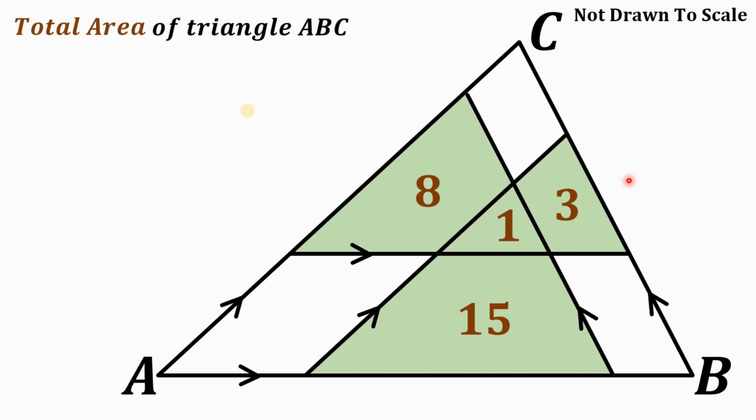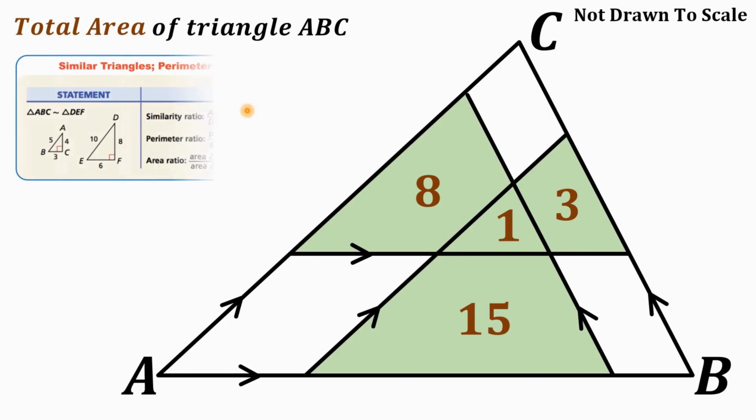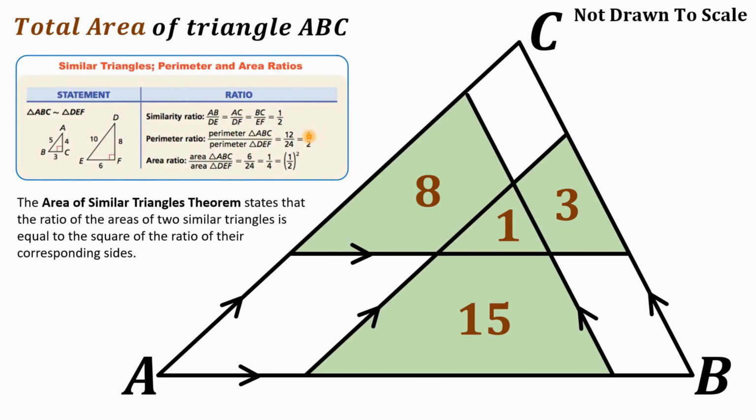In order to answer this question, we will use one theorem, which is the area of similar triangles theorem. So it states that the ratio of the areas of two similar triangles is equal to the square of the ratio of their corresponding sides. We will use this concept because we have a lot of parallel sides. And if we have parallel sides, we create similar triangles.